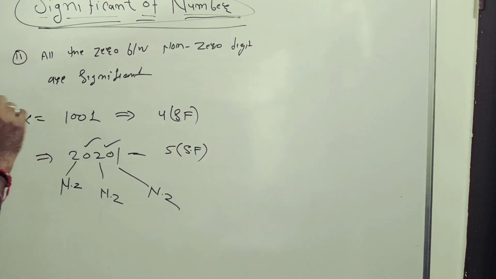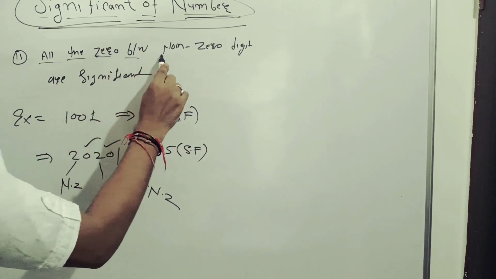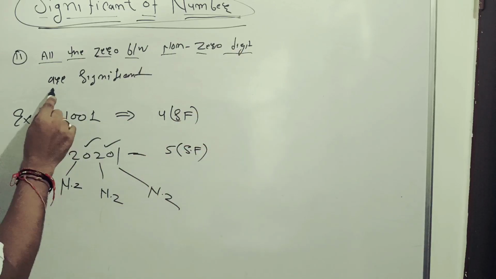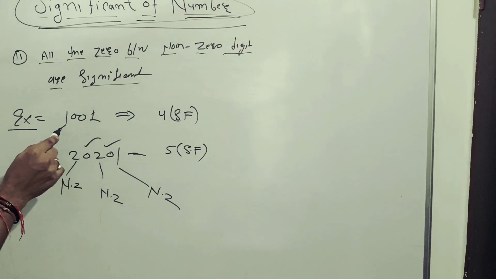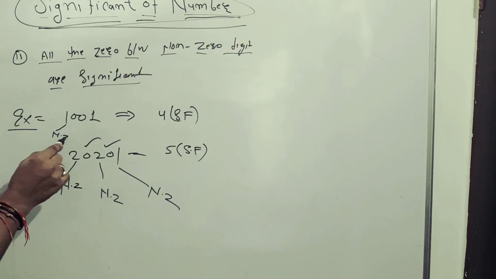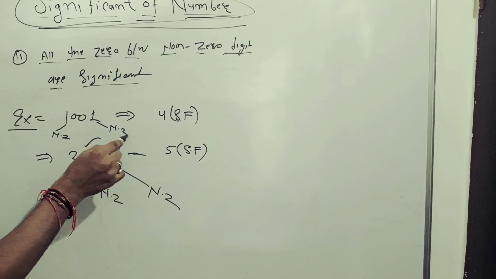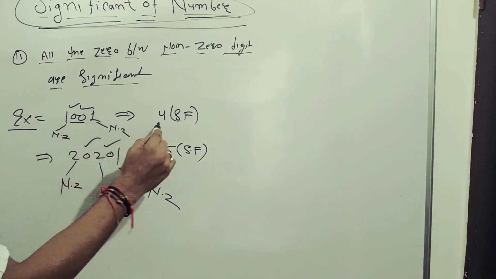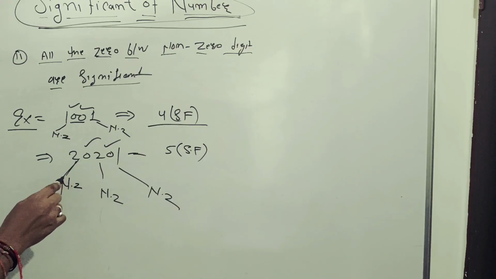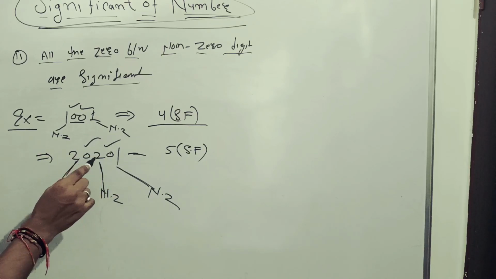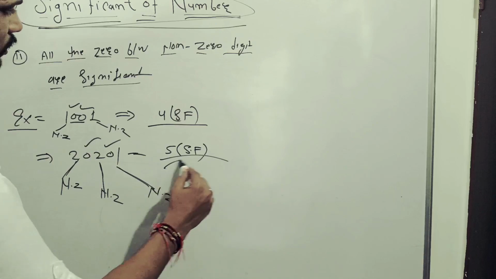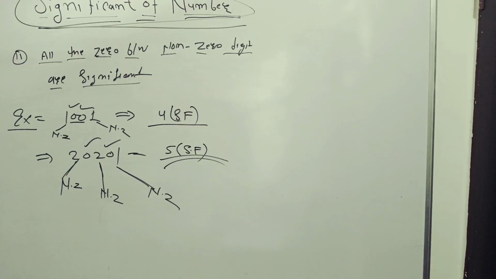The second rule is that all the zeros between non-zero digits are significant. For example, 1 is a non-zero, and the 1 is also non-zero, and the 2 in the middle, so 4 significant figures. 2 is non-zero, 2 is non-zero, 1 is non-zero. The zero between the non-zeros is considered, so 5 significant figures.